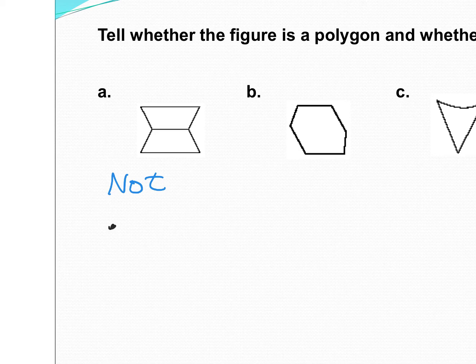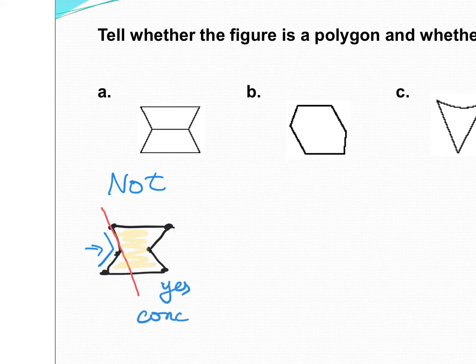However, if I drew it like this and didn't put the line through the middle, this would actually be a polygon, and it would be concave. Because again, notice if I drew a red line over one of the sides, see how it goes into the yellow, the interior. Or again, think about this side, it looks like it's sort of caving in. So this one would be yes, and it would be concave.